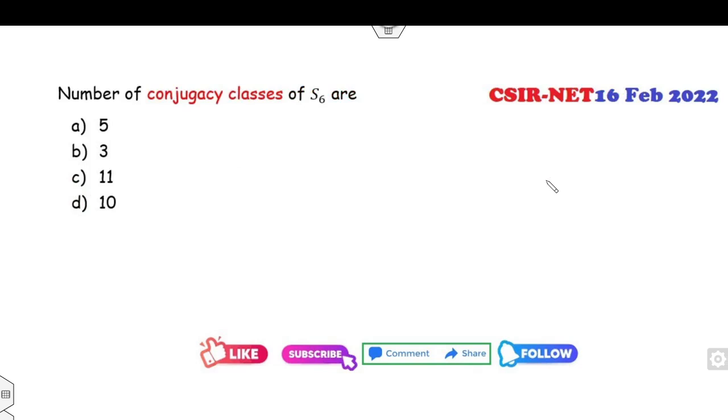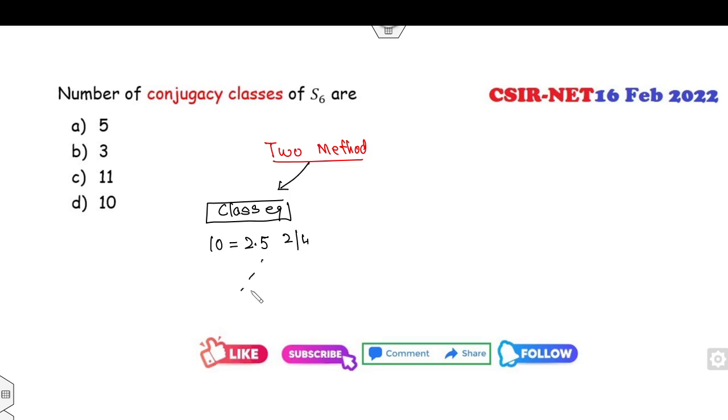You can find the conjugate classes. There are two methods to find the conjugate classes. The first method is you can write the class equations, as I told you. If you write the class equation corresponding to 10, you can divide them, and 2 divides 5, and then solve. Once you write the class equation of 10, for example, this is the corresponding class equation of 6. So what are the conjugate classes? 1, 2, 3. So there are 3 conjugate classes.